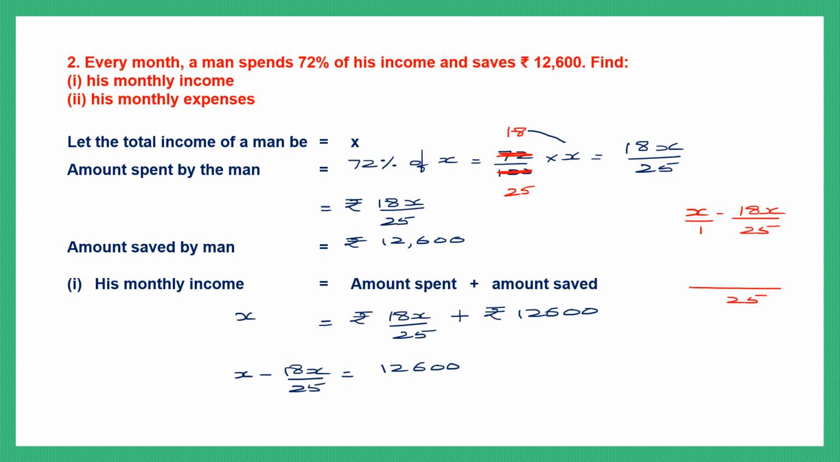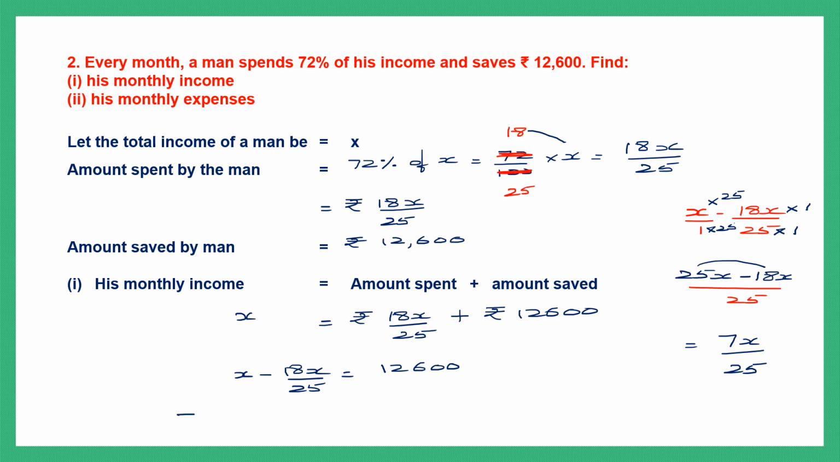Now 1 into 25 is 25, so we multiply this x also by 25. x into 25 is 25x, minus the second fraction. The denominator is 25, 25 into 1 is 25, so 18x into 1 will be 18x. Now here we're going to subtract these two. 25x minus 18x is 7x, and the denominator is 25.